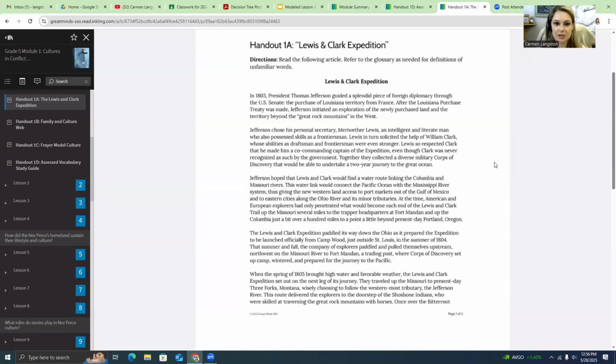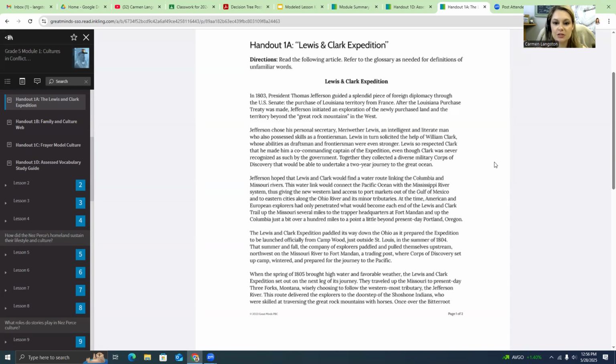Lewis and Clark Expedition. In 1803, President Thomas Jefferson guided a splendid piece of foreign diplomacy through the U.S. Senate, the purchase of the Louisiana Territory from France. After the Louisiana Purchase Treaty was made, Jefferson initiated an exploration of the newly purchased land and the territory beyond the Great Rocky Mountains in the west.